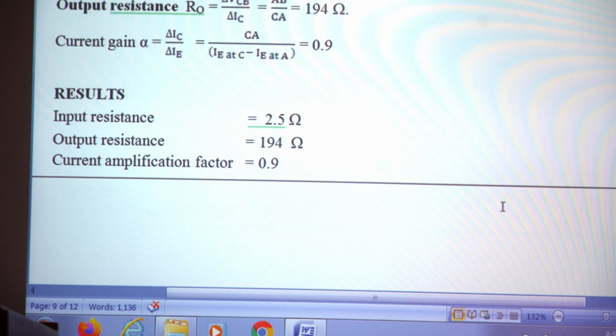So we obtain the results: the input resistance, the output resistance, and the current amplification factor as 2.5 ohm, 194 ohm, and 0.9 respectively.